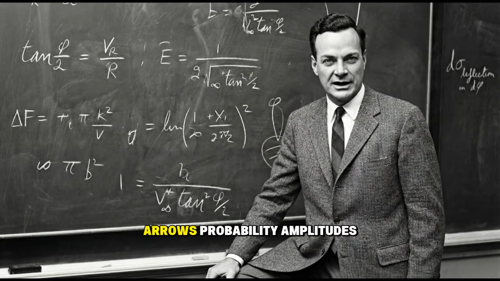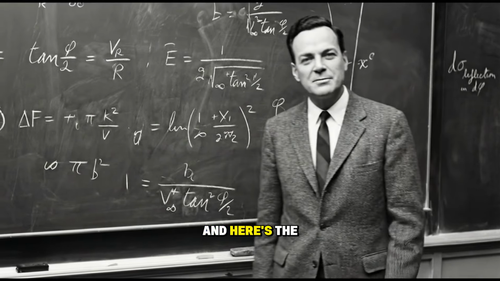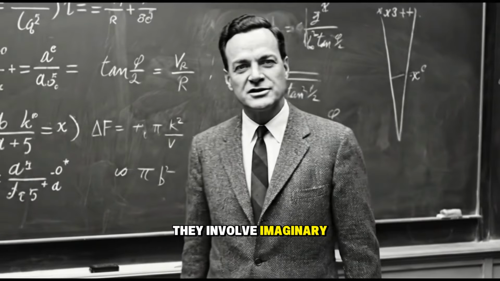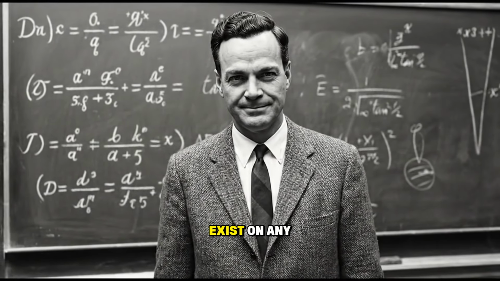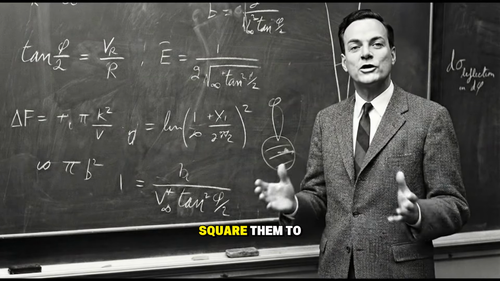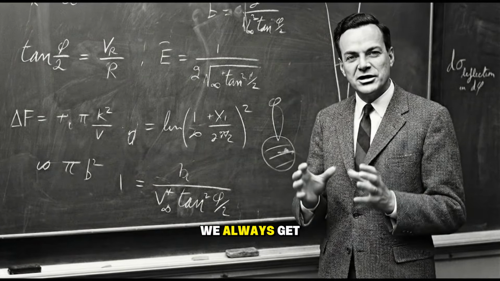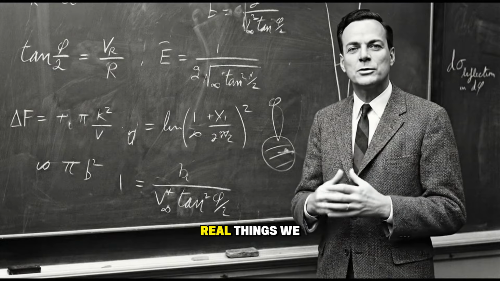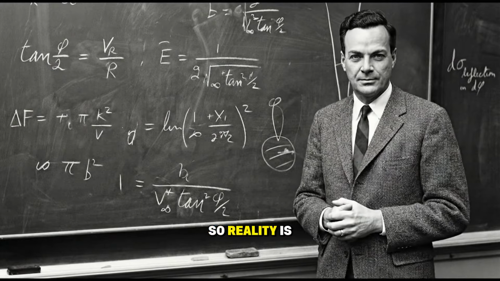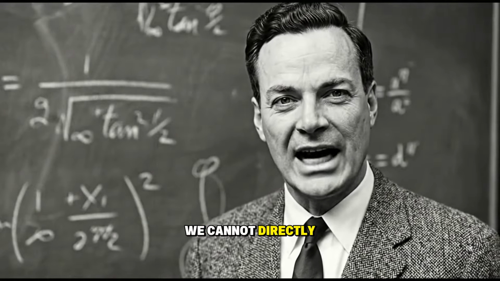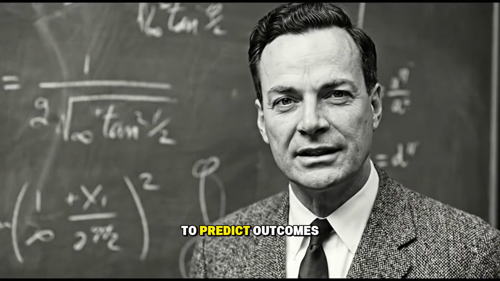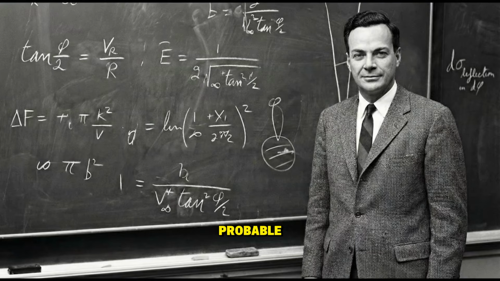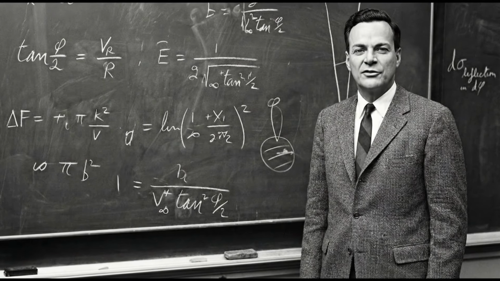We call these arrows probability amplitudes. And here's the strange part. They involve imaginary numbers, square root of -1, numbers that don't exist on any ruler. Yet when we square them to get probabilities, we always get regular positive numbers, real things we can measure. So reality is built on something we cannot directly see, using numbers that cannot directly exist to predict outcomes that are merely probable. Welcome to quantum mechanics.